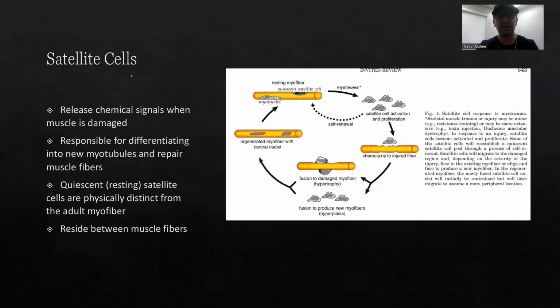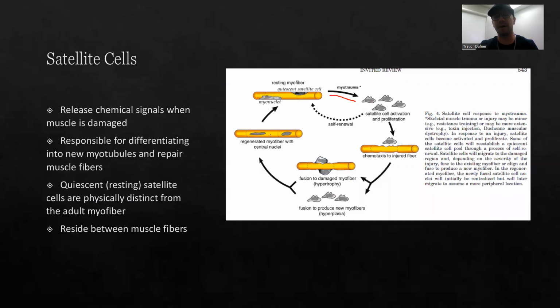And then satellite cells. Satellite cells are just cells that are in the muscle tissue just chilling. They're just sitting there, quiescent, resting, not really doing anything. When we have some sort of myotrauma or some sort of damage, they activate, they proliferate, and then they differentiate. They chemotax along the myofibril. They literally crawl along this little myofibril here. They find the area of damage, they fuse to the damaged myofiber, and they regenerate the myofiber with new nuclei.